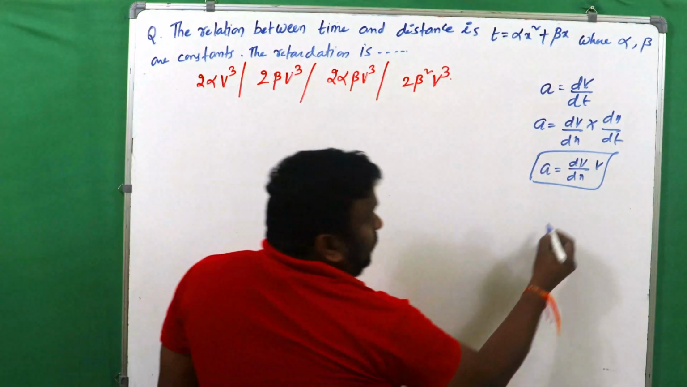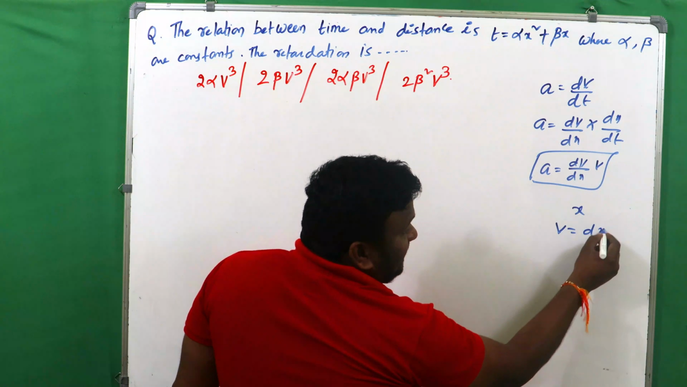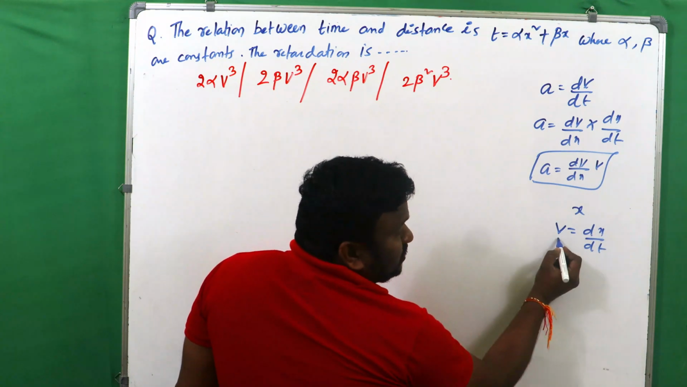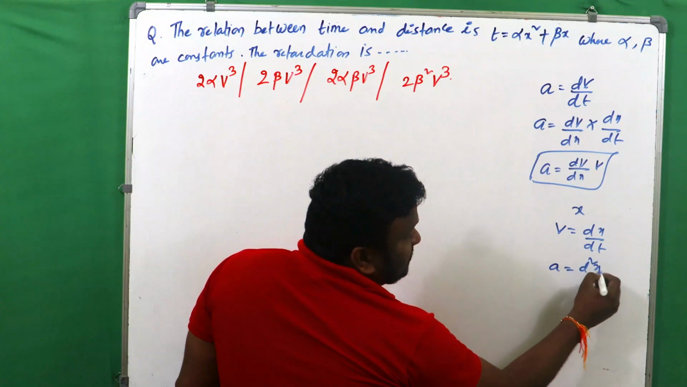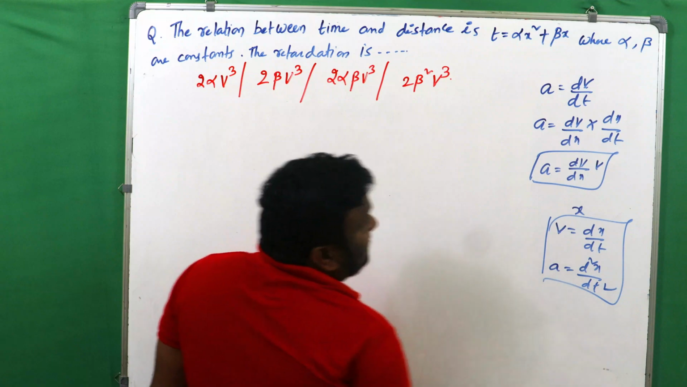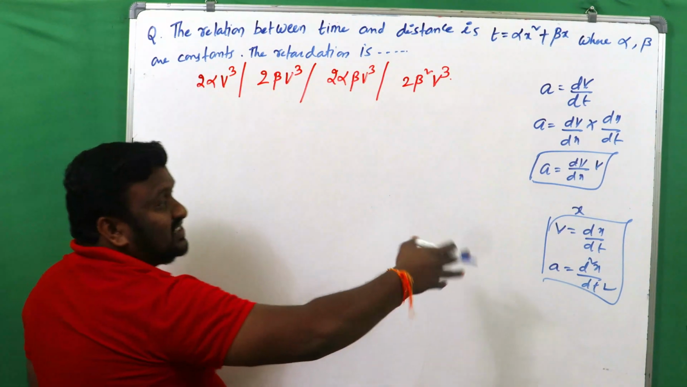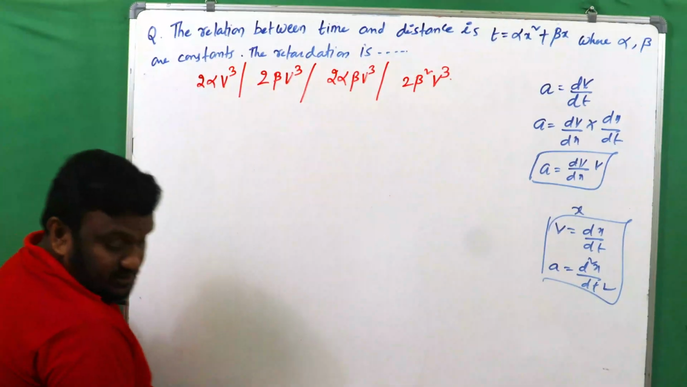Clear? And now if x is the distance, then the velocity is what? dx by dt. v is equal to dx by dt. And a is equal to what? d square x by dt square, we can write. So this is a simple idea about the relation between acceleration and displacement. We are going to use the same formulas here.